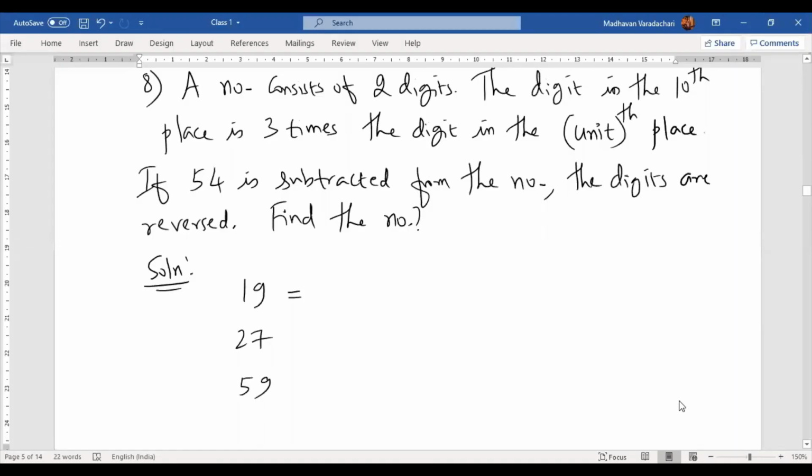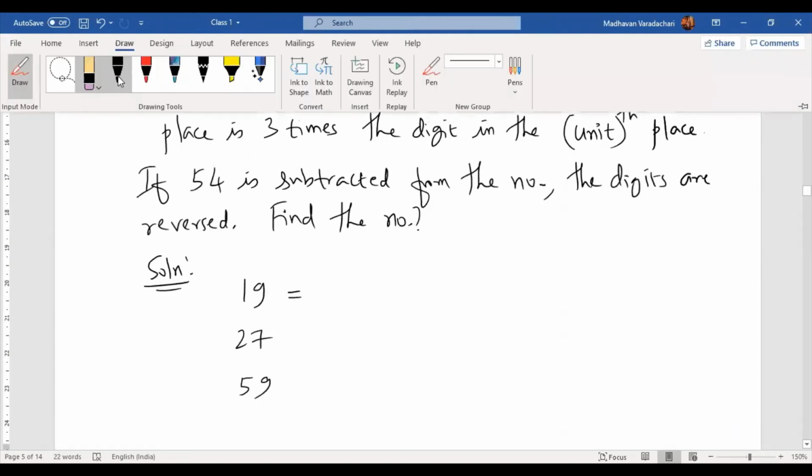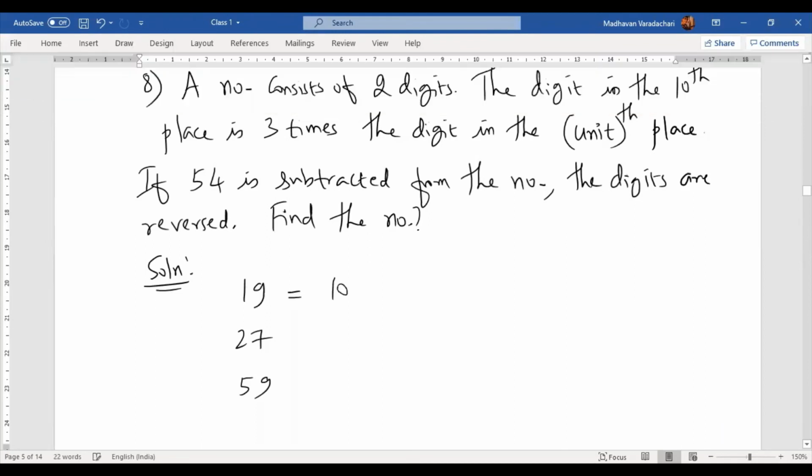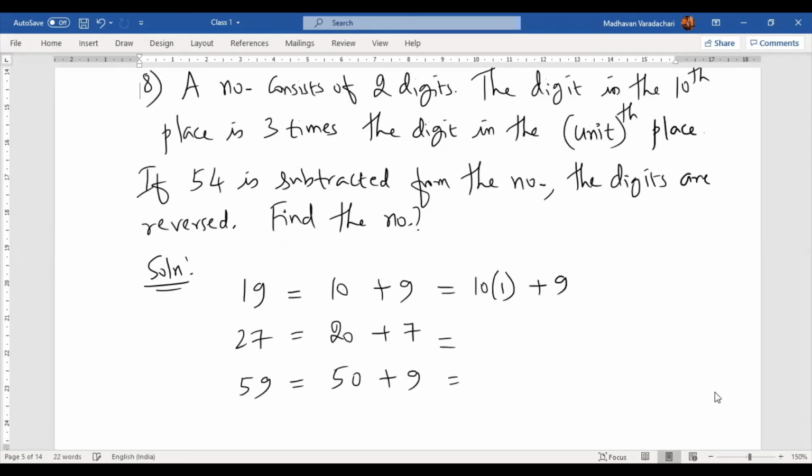Okay, so I can write this 19 as 10 plus 9. This I can write as 20 plus 7. This I can write as 50 plus 9. Further, if I have to make some sort of similarity between these three numbers, I will say this is nothing but 10 times 1 plus 9. Here it is 10 times 2 plus 7. Here it is 10 times 5 plus 9.